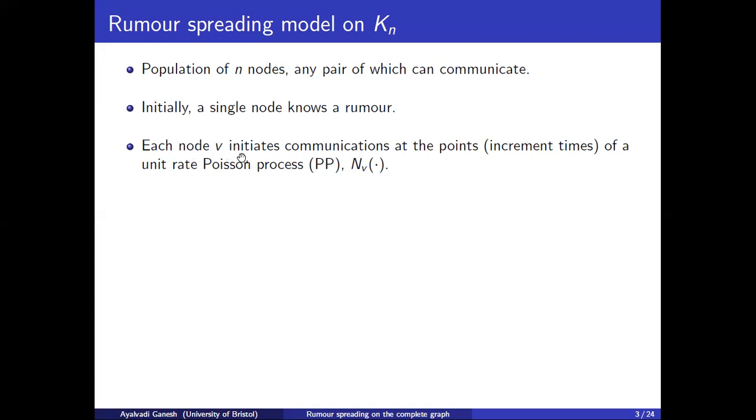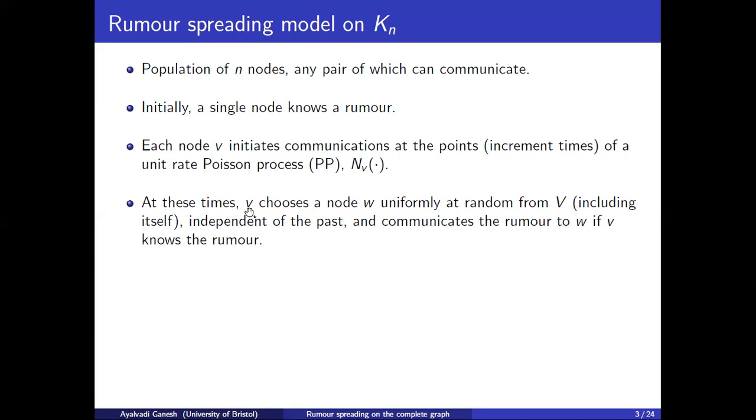Okay, so think of the Poisson process at a node as an alarm clock at that node. And this alarm clock rings not after fixed times, but after random, exponentially distributed times. And every time this alarm clock rings, the corresponding node decides to spread the rumor.